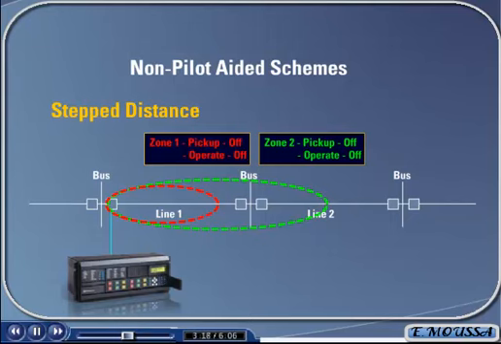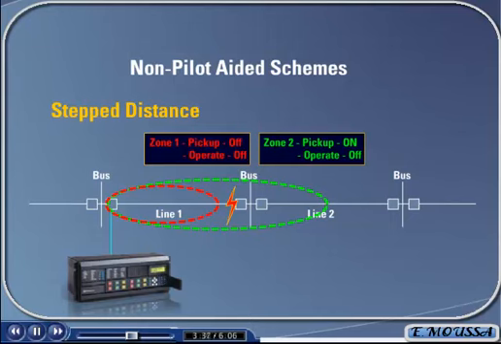On another occasion, if a fault occurred in the end zone region of the transmission line, the two zones would act differently. The fault does not lie within the zone of protection of Zone 1. Therefore, Zone 1 will not pick up. The fault does lie within the zone of protection of Zone 2. Therefore, Zone 2 will pick up.